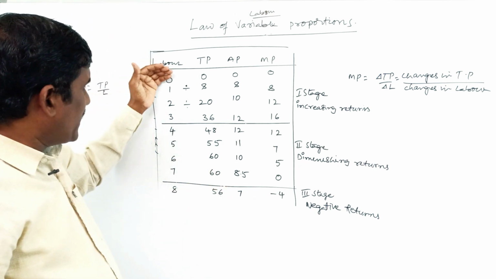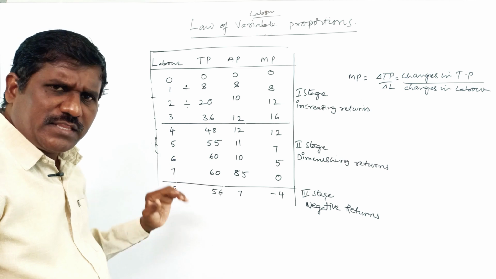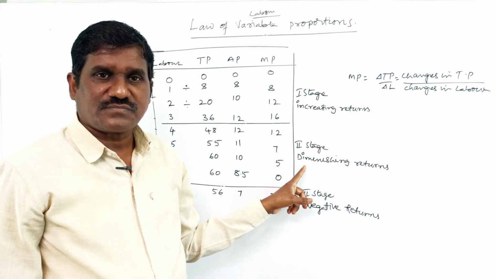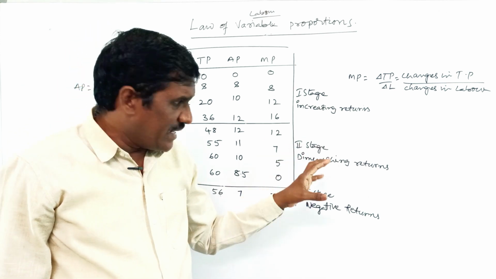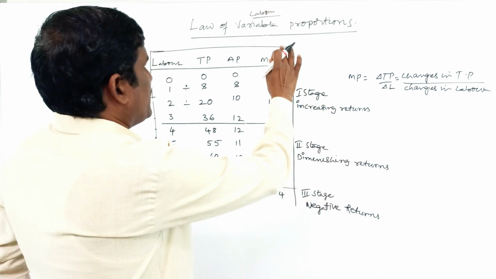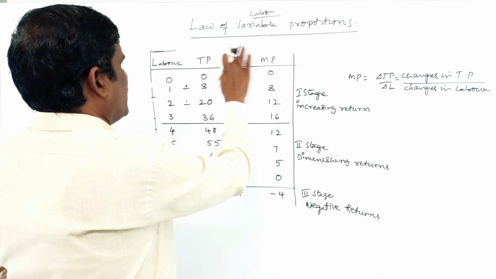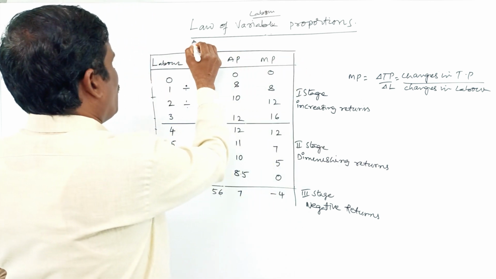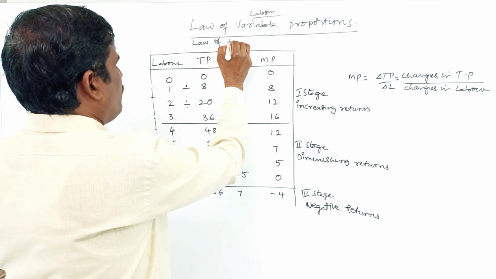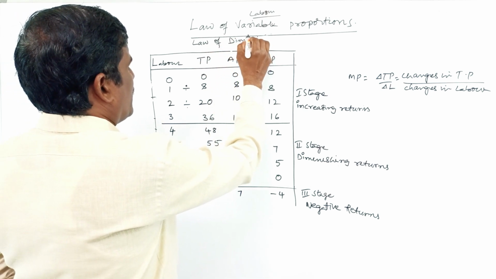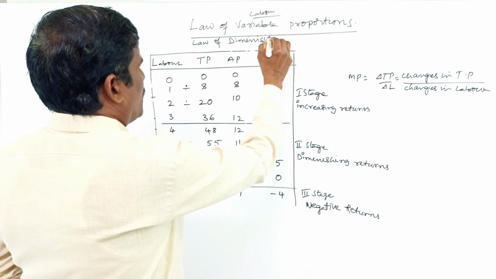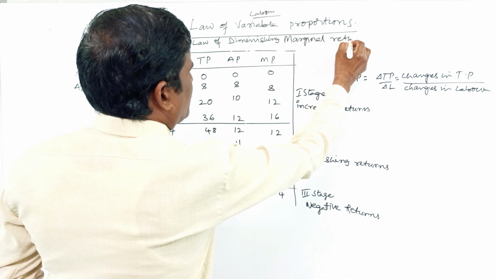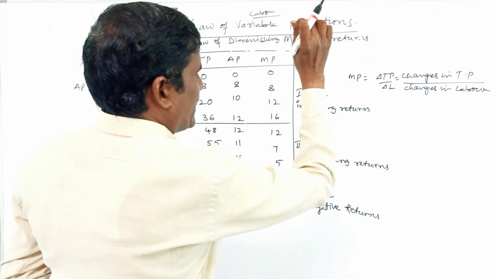Overall, when we increase the number of labor, the production we get will be diminished. So that's why the law of variable proportions is also known as the law of diminishing marginal returns.